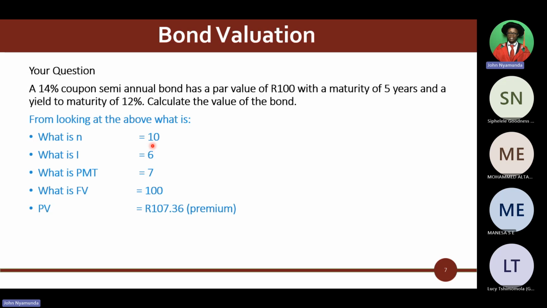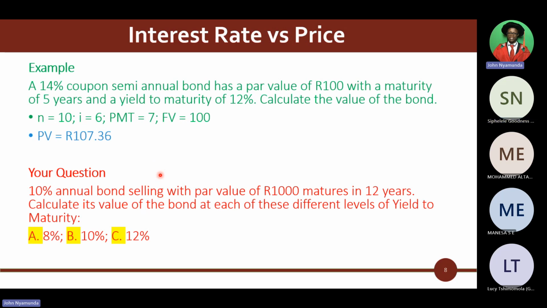Put in your N 10 and I 6, and Spelele and Lucy, you should do the same thing. 7 for PMT, FV 100, and say present value. What do you get? Okay, I'm getting 107 now. Okay, thank you. Lucy, what did you get? We are all getting the same, sir. You got the same. Spelele? Yes, I'm getting the same. I was just confused. Good, so we are good.